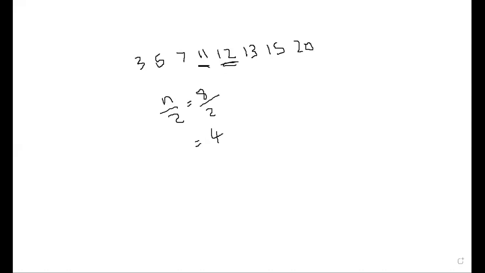Our average will be 11.5. Okay, let me try to write that. So we have found our position 4 at 11. Then they said that we must average with the next consecutive value, meaning 12. When we're going to average them, we're going to say 11 plus 12, then divided by what? Divided by 2. Right?